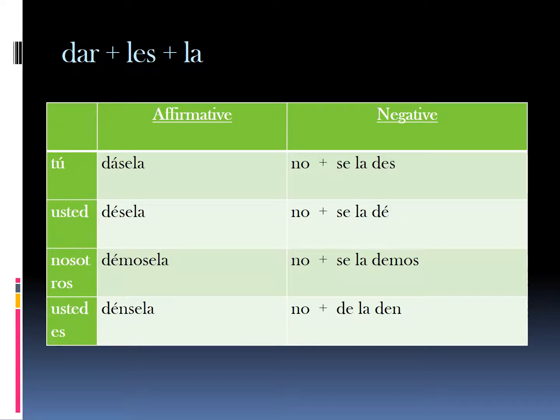Dar. When you have the pronoun les or le, and you attach a second pronoun that begins with L, which is lo or la, then that les turns into se. So dar, affirmative would be da, and then you just attach the se la, dásela. Need an accent to keep the stress there. But then the negative, no se la des.